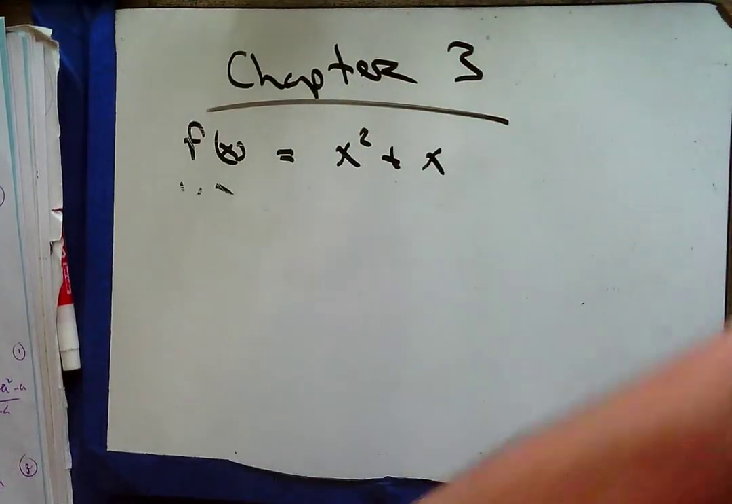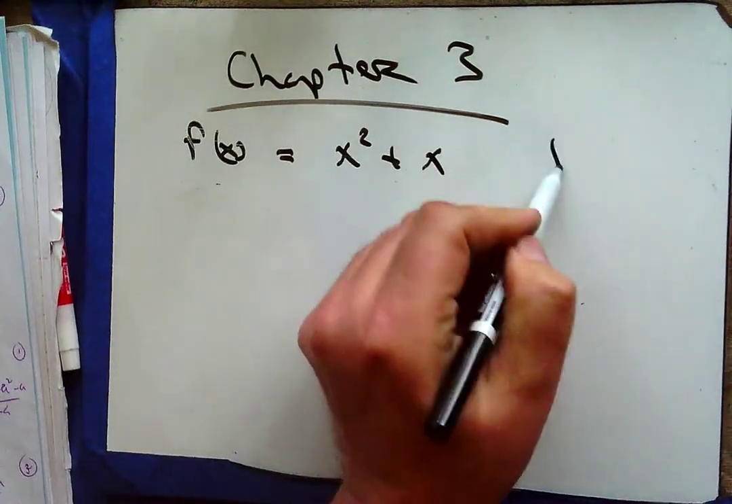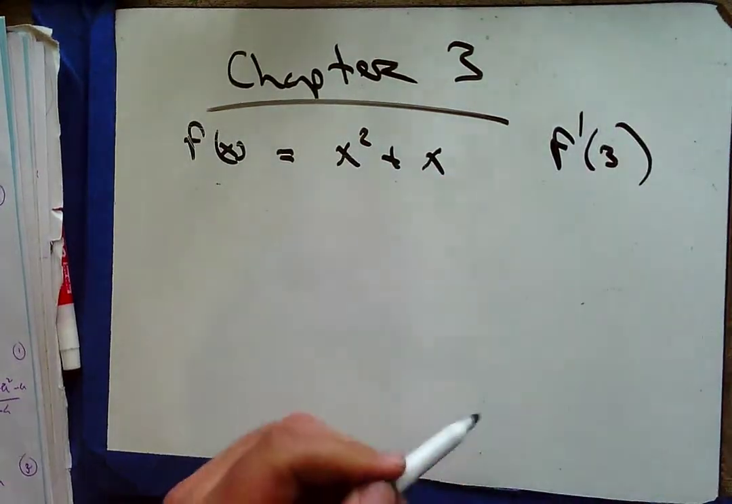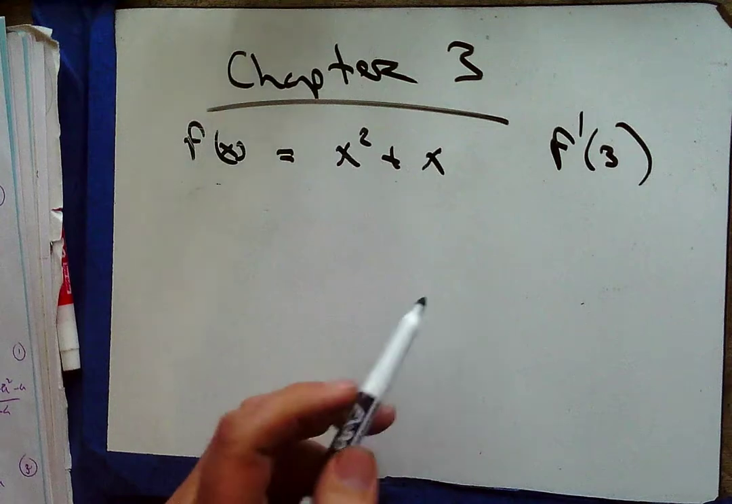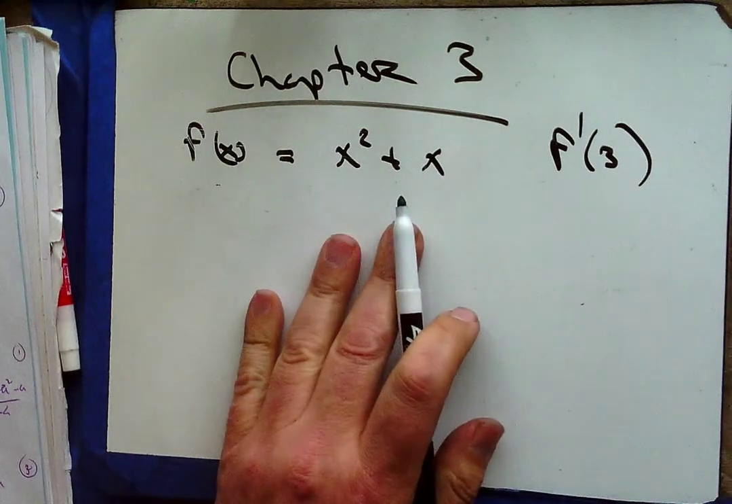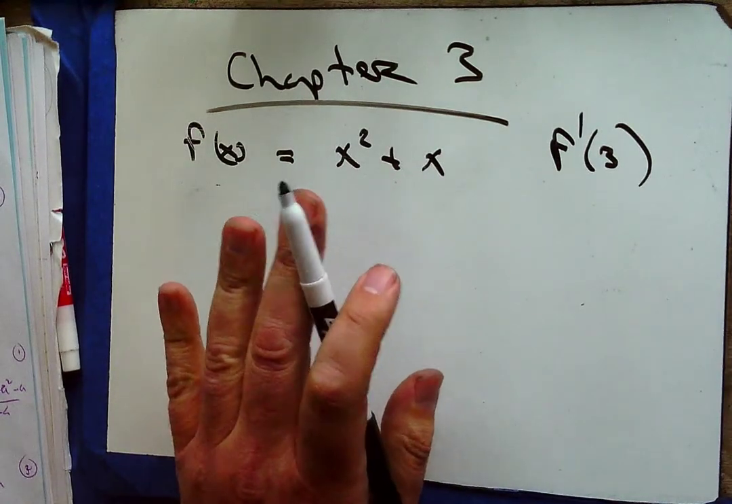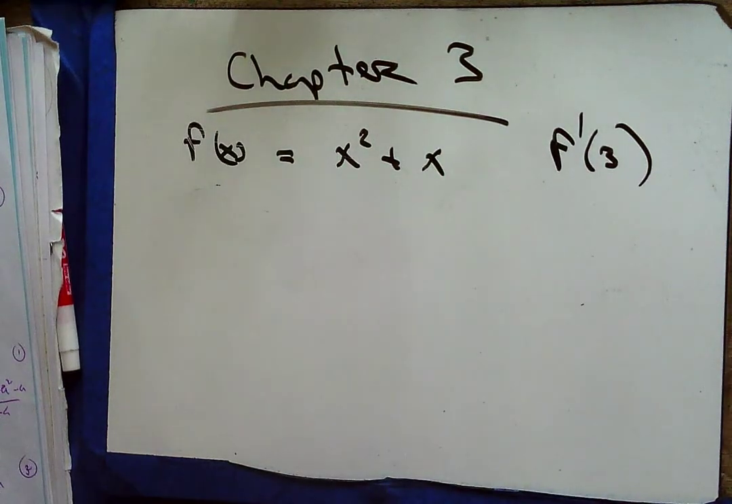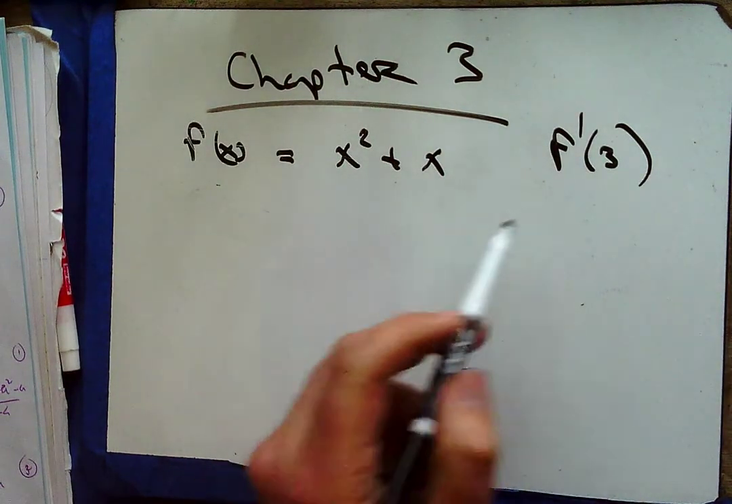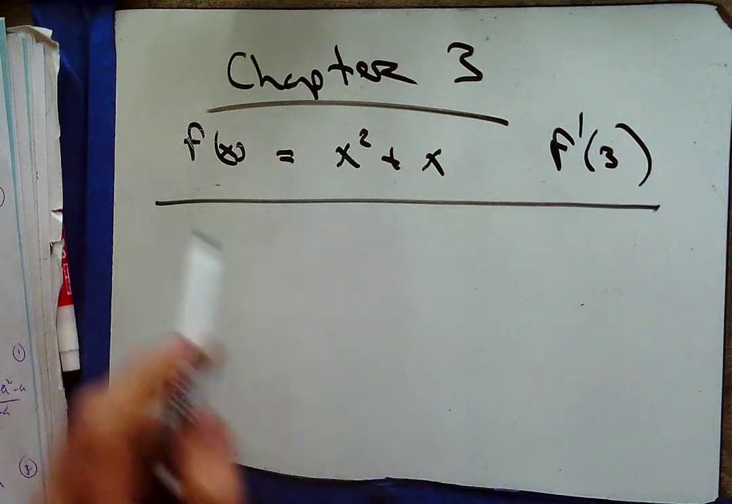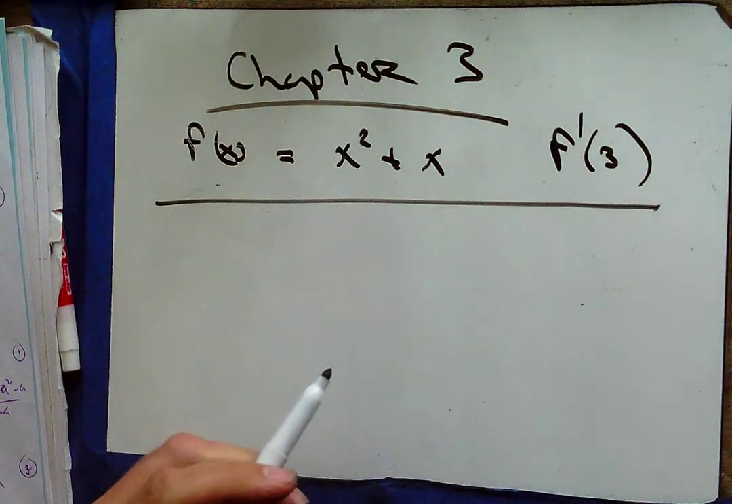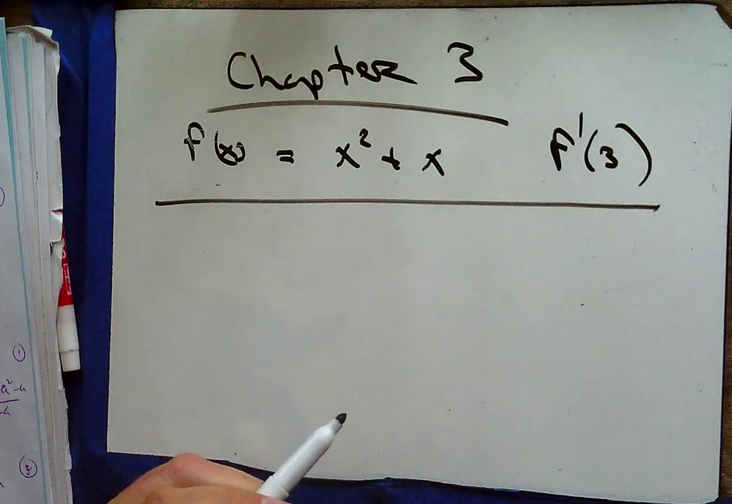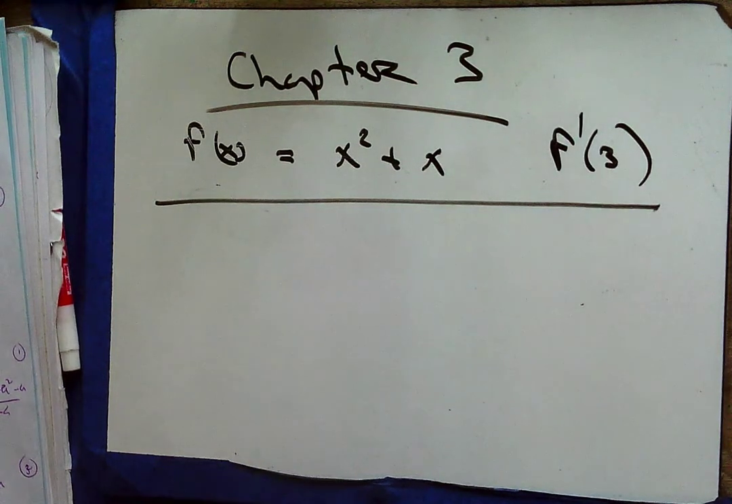Okay, so here's what I want to do. F prime of 3 is what I want to find. So you're going to find the slope at 3 using f of x, and you've got 3 different limit definitions of the derivative to use. Well, I want you to look at what these students have written and tell me about them.